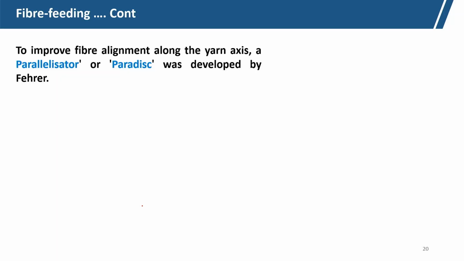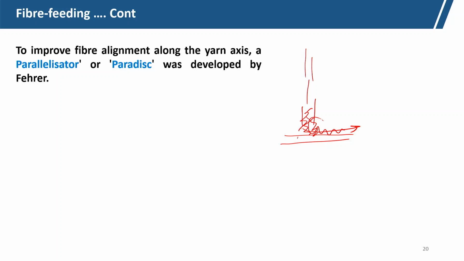To improve the fiber alignment, different systems have been developed. The Parallelizer or paradisc was developed. In the DREF system by Fehrer, they tried to align the fibers, which fall vertically. In the spinning drum, the fibers get buckled here, and suddenly they turn in a particular direction. So, buckled fibers are coming.